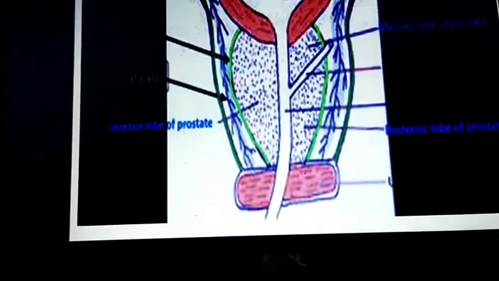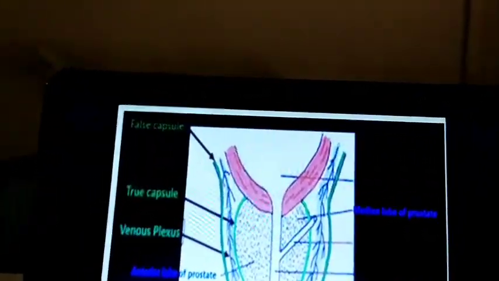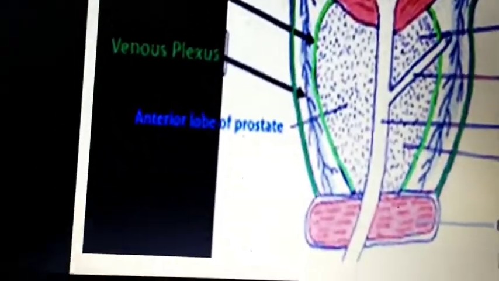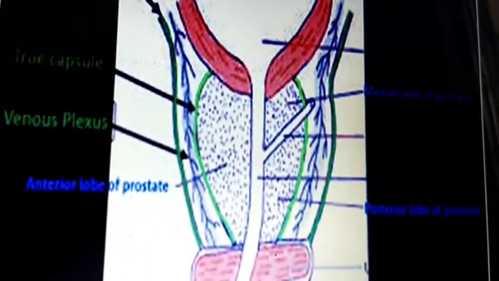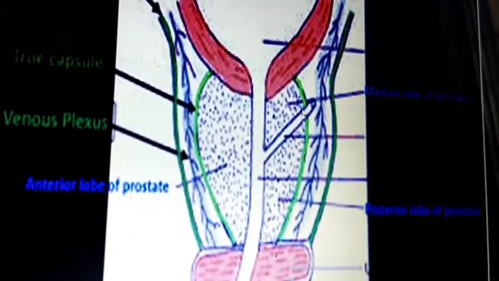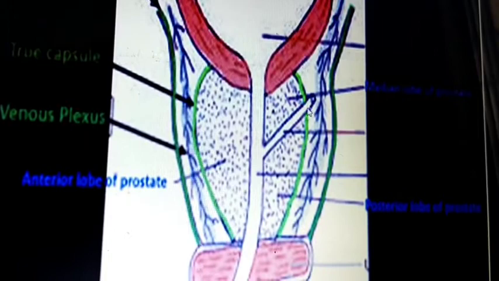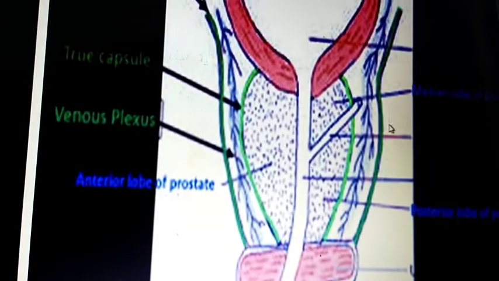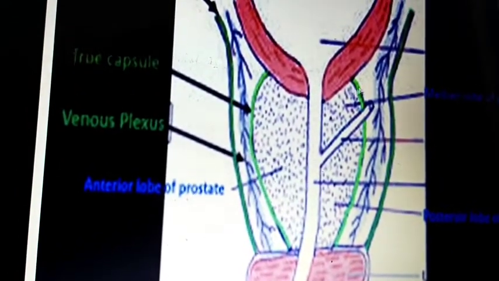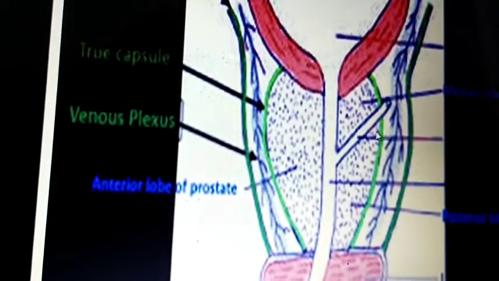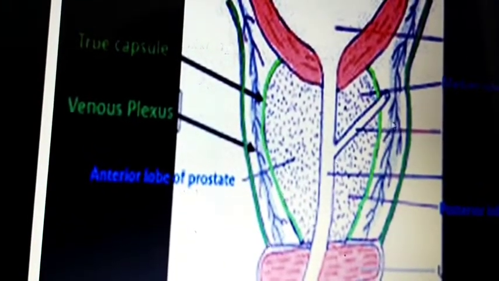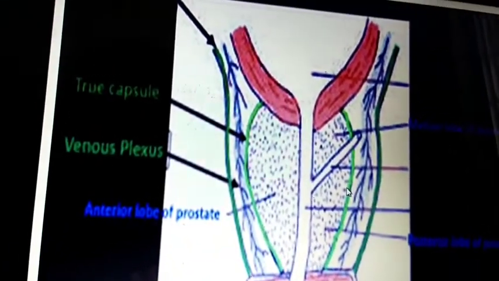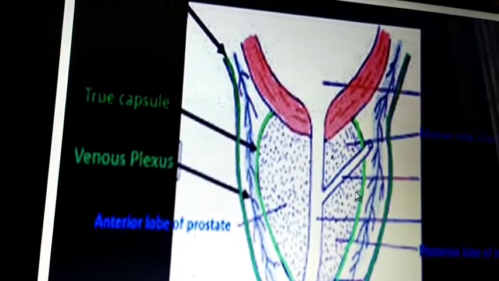Now we can go to the capsules of the prostate. The prostate has two types of capsule: the true capsule and the false capsule. The true capsule is firmly attached to the prostate and mainly covers it. The false capsule is formed by the fascia. In between the true capsule and false capsule there is the venous plexus, and the artery supply is in this zone. One is a true capsule and another is a false capsule.